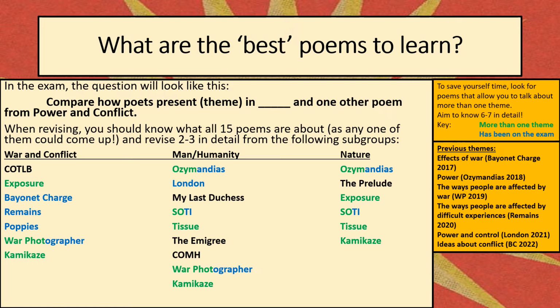So the first thing to say is, if you're looking at these and thinking, right, it says ideas about conflict, Bayonet Charge in 2022, that means we won't get conflict and we won't get Bayonet Charge in 2023. Just be very, very careful. Don't try and predict what question or what poem you're going to get from AQA. Ozymandias has come up a couple of times. Bayonet Charge, you can see, has come up a couple of times as well. So please don't think, oh, that's been up a couple of times, or that's been up once, it won't be up again.